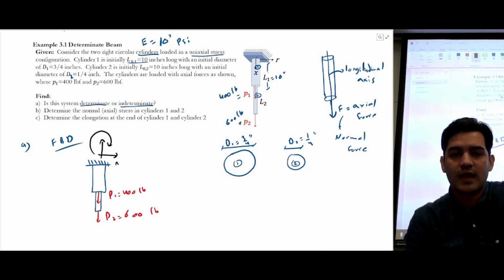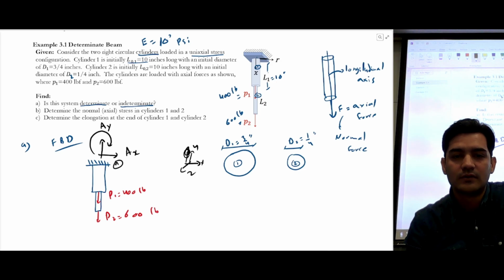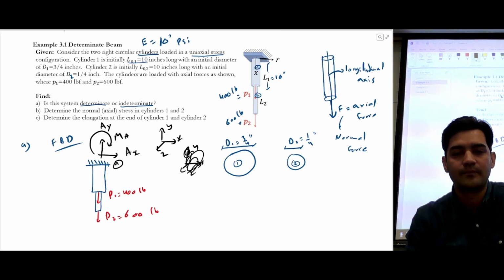If I call this A, you're going to have AX, and you're going to have AY. Let's just name it accordingly: X, Y, Z. So this is AY, and this is M, the moment at A. If we assume this is the X axis, this is the Y axis, this is the Z axis.